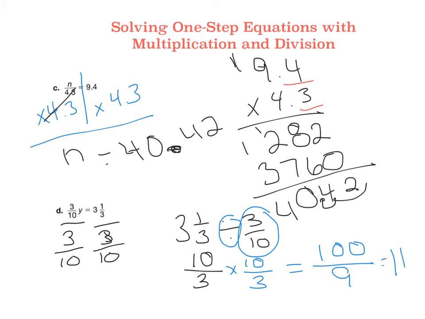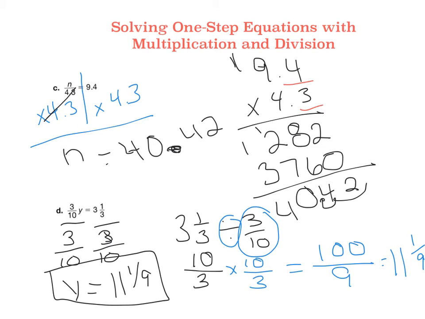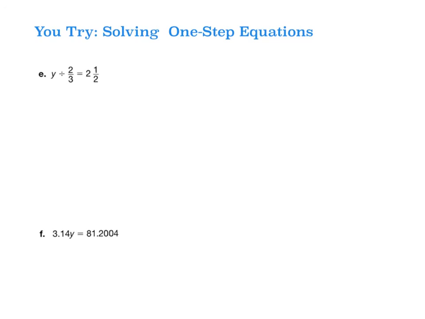9 will go in there 11 times, make 99, and I'd have 1 left over and 1/9. So y is actually going to equal 11 and 1/9. And we can always check our answer by plugging it back into the problem. Now you try solving these 2 problems on your own. Pause the video, and when you come back, the problems will be worked.